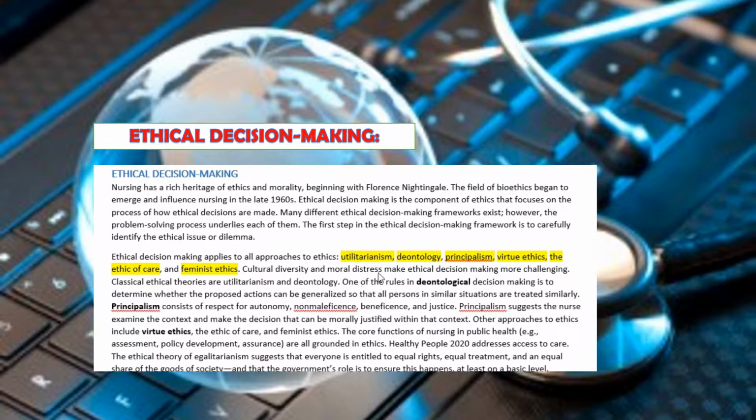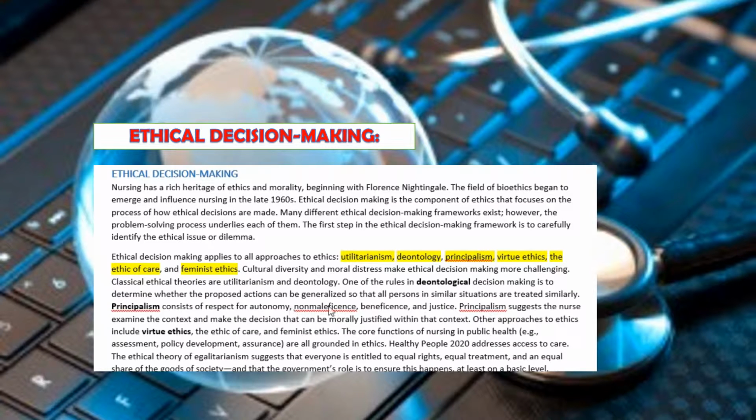Cultural diversity and moral distress make ethical decisions more challenging. We need to know that classical ethical theories like utilitarianism and deontology are key. One of the rules in deontology of decision making is to determine whether the proposed action can be generalized so that all persons in similar situations are treated similarly. So we talked about that.